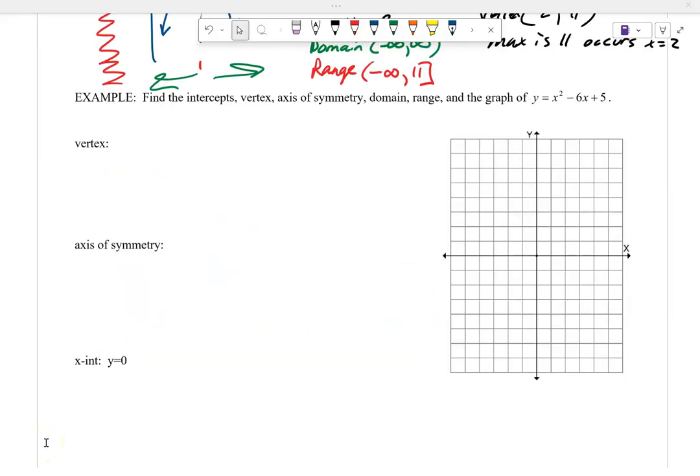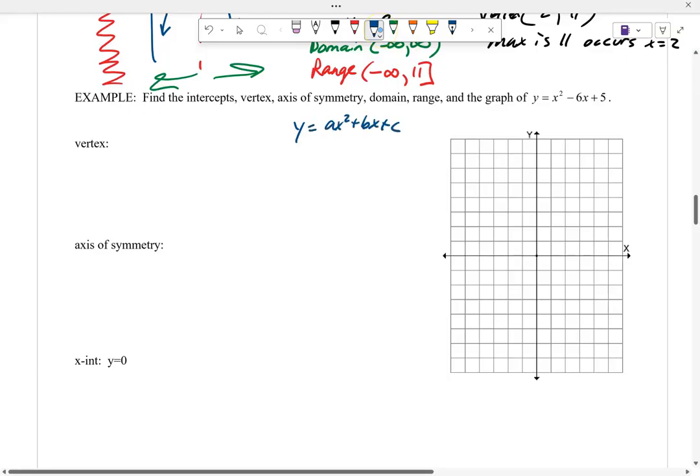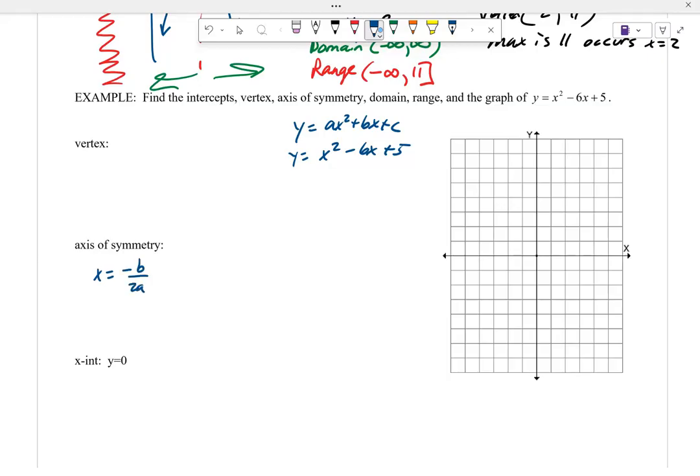All right, let's take a look at this one here. We got x squared minus 6x plus 5. The vertex would be on the axis of symmetry. So notice it's given in this standard form, x squared plus bx plus c. We've got x squared minus 6x plus 5. So let's find the axis of symmetry. Negative b over 2a. So our b here is negative 6, over 2 times a. So our axis of symmetry is 6 over 2, which is 3.